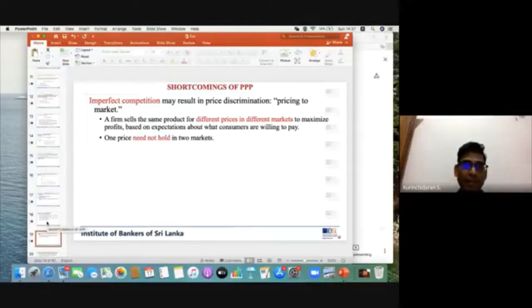Now with online trading and all, prices are narrowing down in the current environment. But this was the case before online trade became so famous.